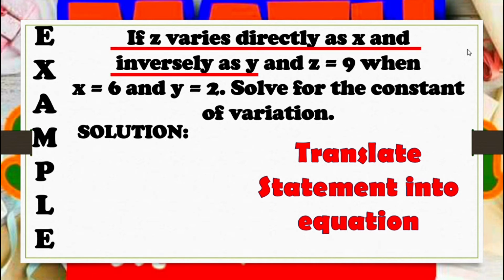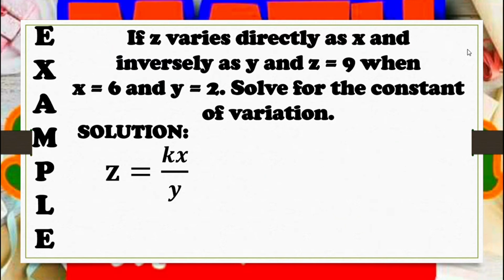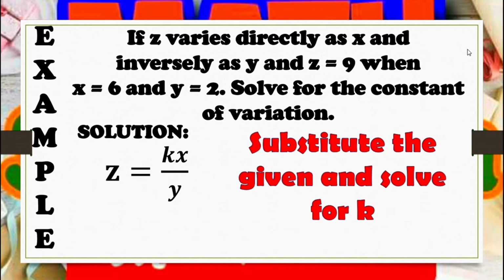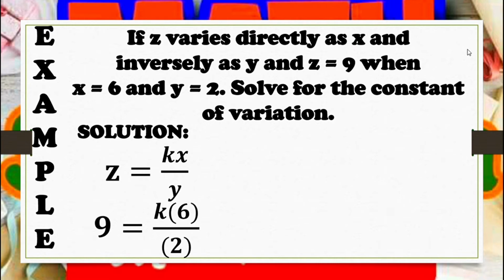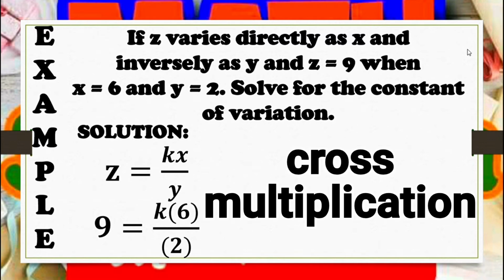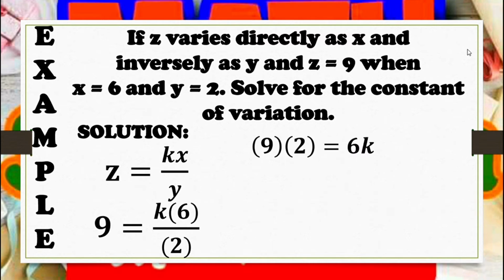So if z varies directly as x and inversely as y, this can be written as z equals kx all over y. So after we translate our statement into equation, we will simply substitute the given and solve for k, where z is equal to 9, x equals 6, and y equals 2. We will have 9 is equal to k times 6 all over 2. Then let us simplify by applying cross multiplication as we multiply 9 and 2. So we will have 9 times 2 is equal to 6k.